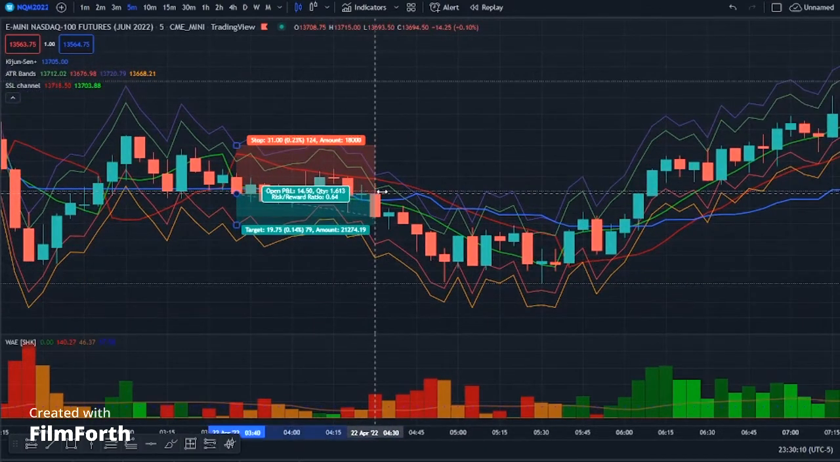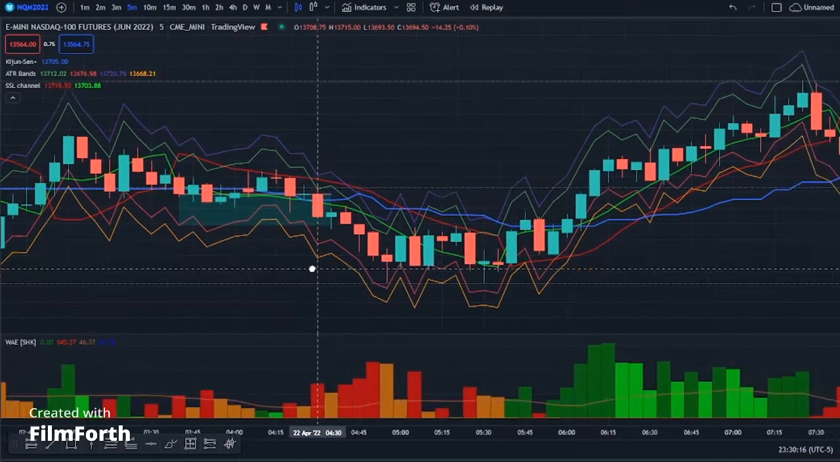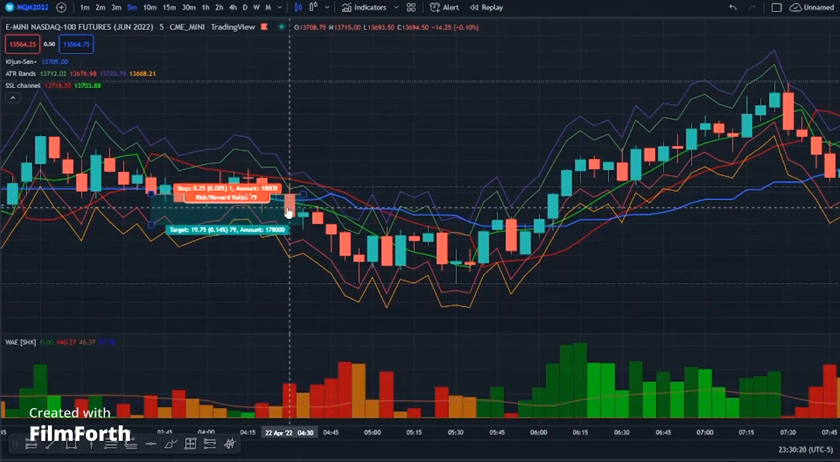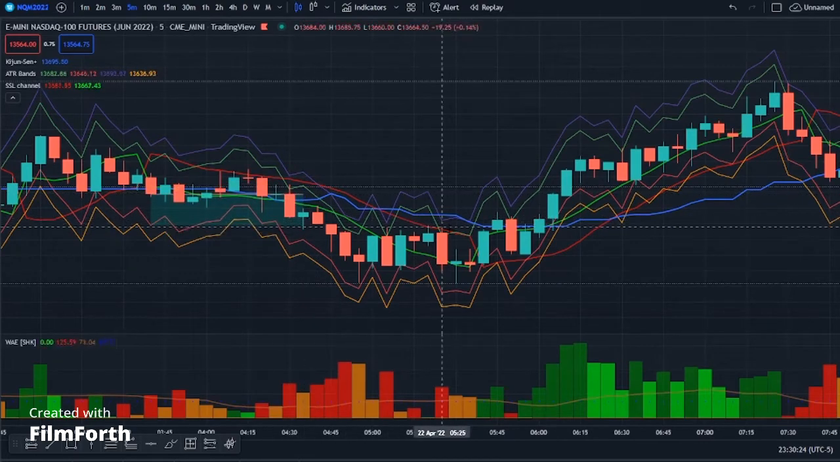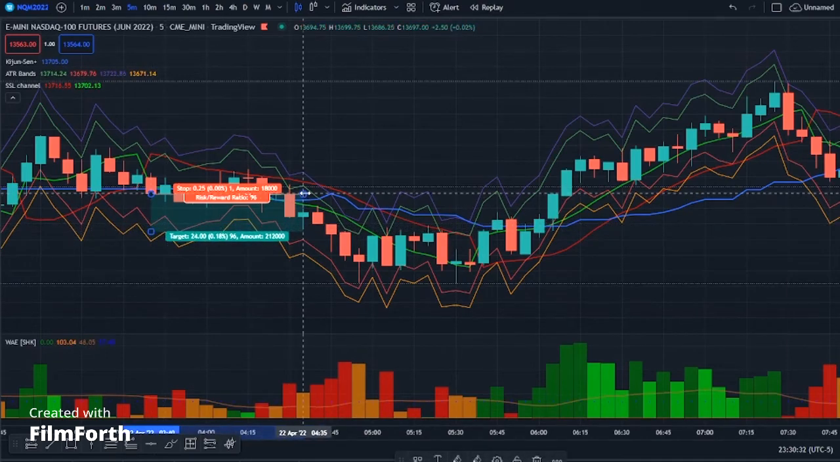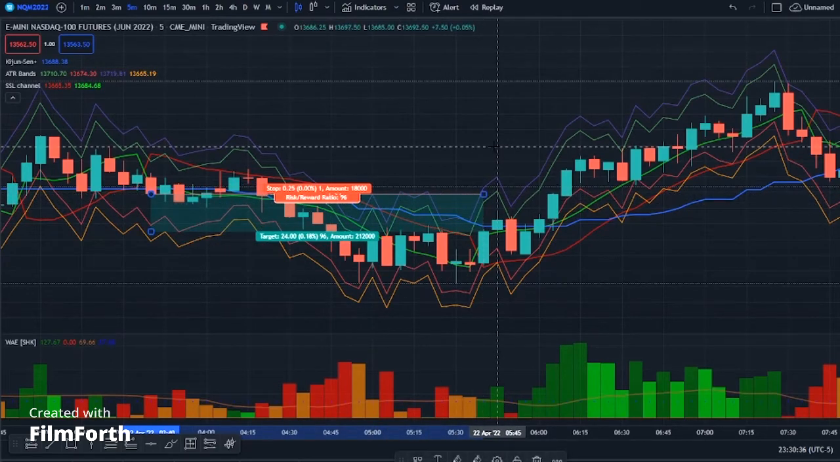So on this example, our first take profit is hit here. So we're going to move our stop to break even, and then we're going to hold until the second part of the position comes back to break even, or until we get a cross up on the SSL channel like we do over here. So there's your examples. Now let's get into the strategy and I'll show you the results at the end of the video.